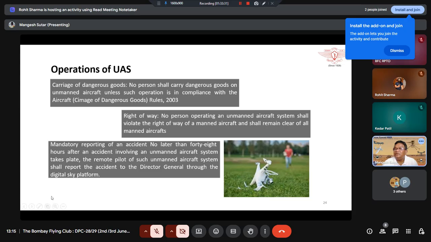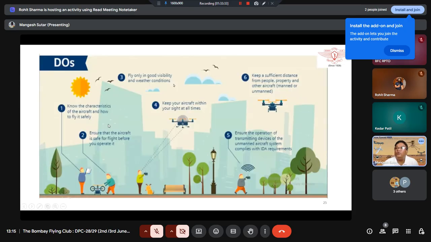Clear? So let's see now what the dos and don'ts are. First, whenever you are flying a drone, know the characteristics of the aircraft and how to fly it safely. You should be well versed with your drone. There are certain pre-checklists you need to follow. If you are flying any other third-party drone, ask your OEM to provide you the pre-checklist. Ask your OEM to provide you the training to safely fly that drone. Ensure the aircraft is safe for flight before you operate. These first two points will be demonstrated to you during your flying sessions, and we will be following them during all our flying sessions.